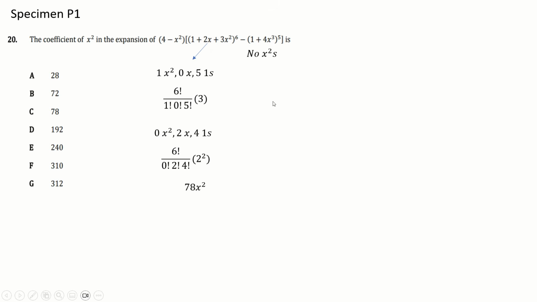And from here, there's actually no x squareds, because if you take one of those, you're too big, and there's nothing to make it any smaller. So actually, the only x squareds are coming from this 78 here, from this bracket. Times it by 4, because remember, that's what we said we needed to do in the first place. 4 times 80 is 320. Take away 4 lots of 2 is 8, and we'll get our answer of 312 as our final answer.